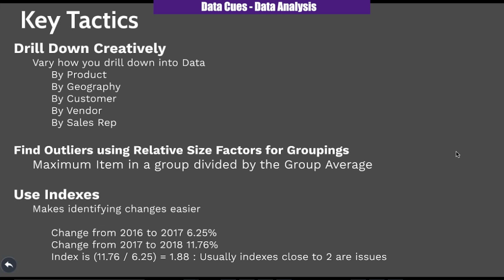The other thing I like to use is indexes when I'm doing this, because you look at a percentage like this change from 2016 to 2017 is only a 6.25%, and then it went 11.76%. Those numbers may not seem material as you're browsing and scanning it, but if you do an index of the percentages over each other, you get 1.88 or 188%. And I find anything that gets close to 2 or 200% usually has some sort of issue related to it.